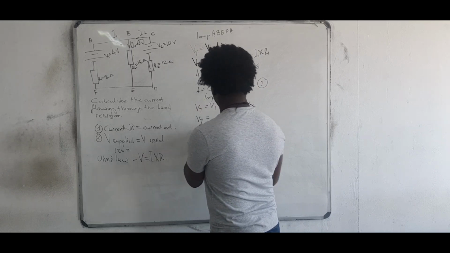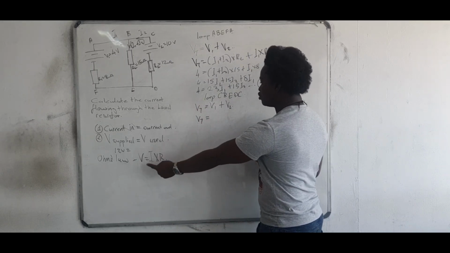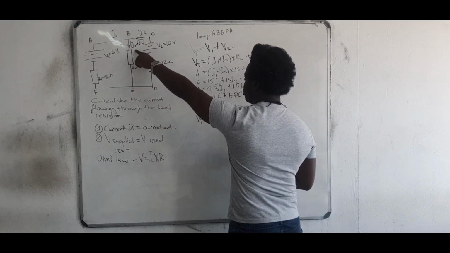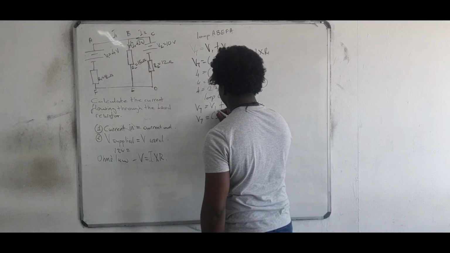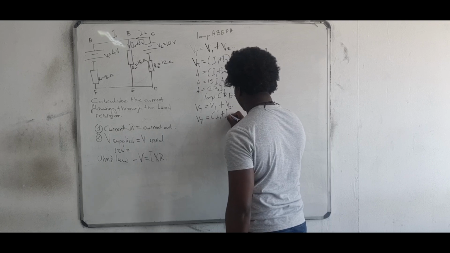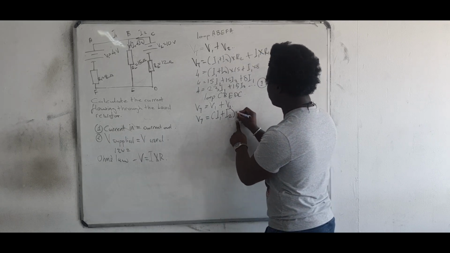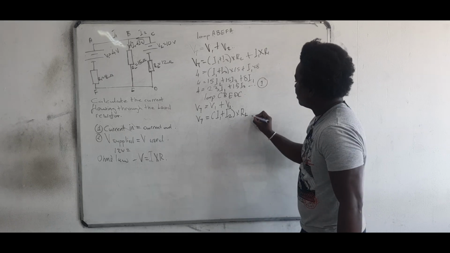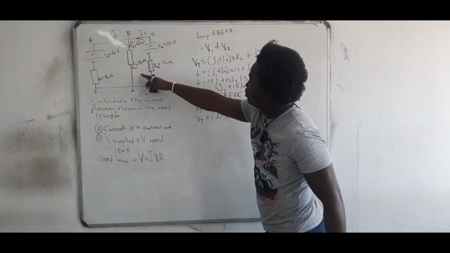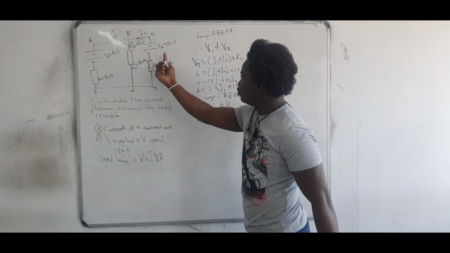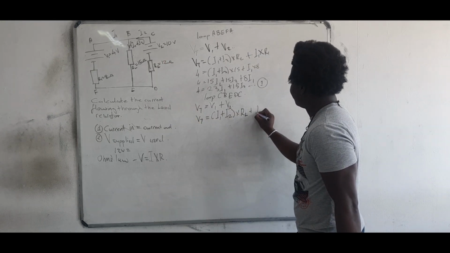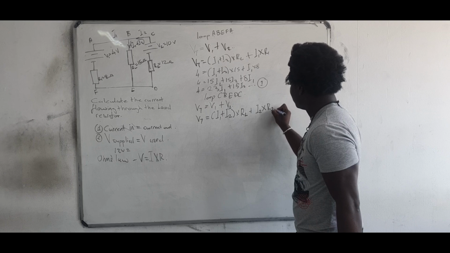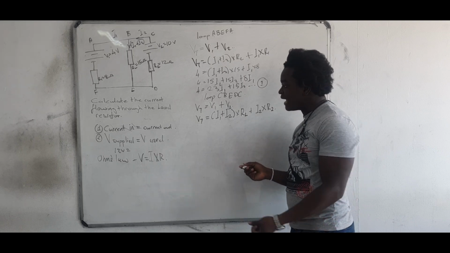V total is equal to, since voltage is equal to current times resistance, we already know that the current flowing through this point is I1 plus I2. Multiplied by the resistor there, which is RL. And then the current flowing through this point is I2, multiplied by the resistor, which is R2. Now let's put in numbers.